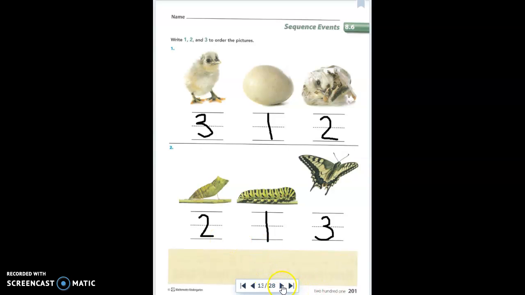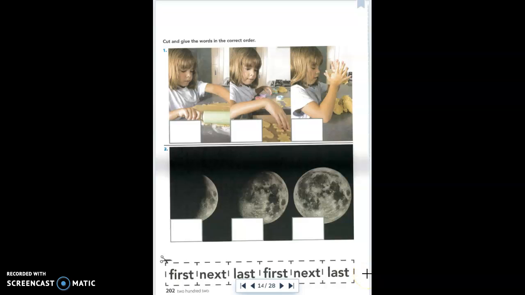All right, let's flip our page over. And on this side, you're going to need scissors and glue. And I'm not going to be able to cut out on the computer, so I'm just going to talk you through these, all right? And we have those words we discussed, first, next, and last, or 1, 2, and 3, okay?